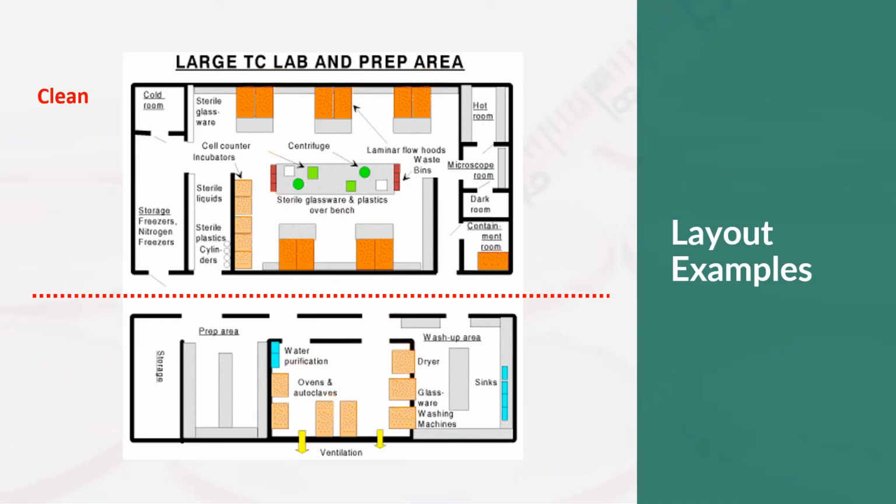So here is a picture, an example of a large cell culture lab, generally suited for 20 to 30 people. However, you can see the clean section is totally separated from the washing up, sterilization, and preparation area. Those three areas are actually in another room, adjacent to the clean room. On the next slide, I will show you an example of how it looks.